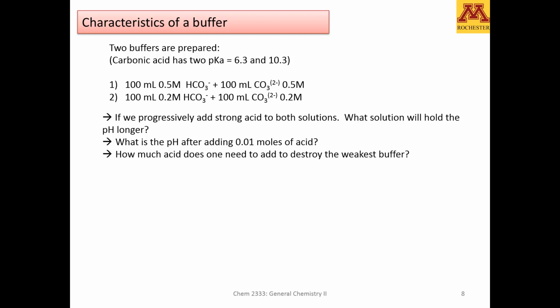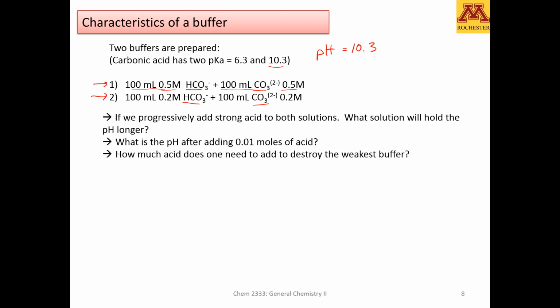So first, let's just observe there are two solutions, both of them created with the same conjugate pair, bicarbonate and carbonate. Notice that both of them have equal amounts, therefore an equal number of moles, of the acid and its conjugate base. So both of them will have the same pH, right? Both will have a pH equal to the pKa that connects these two, which is the second pKa of carbonic acid. So both of these solutions will have a pH of 10.3.